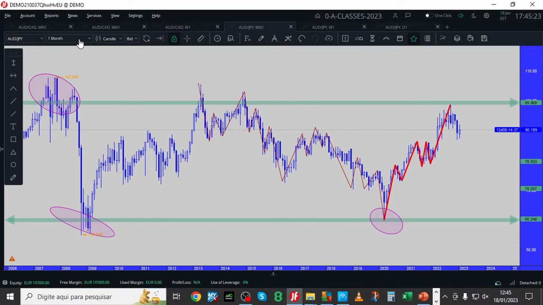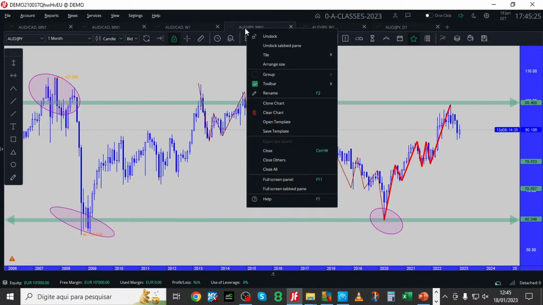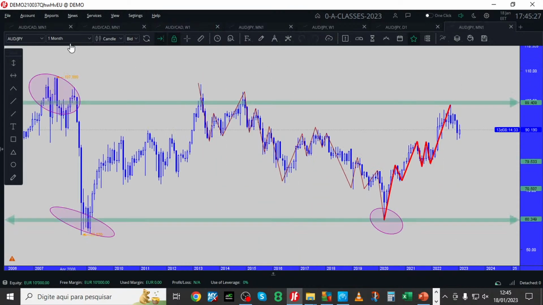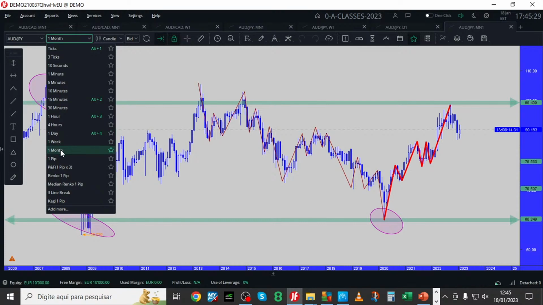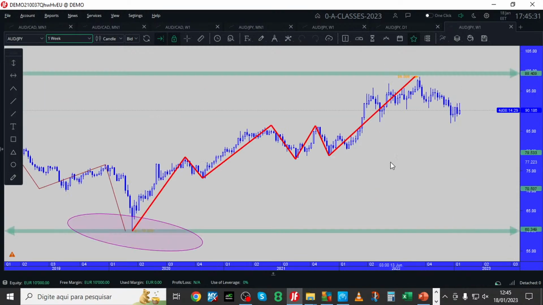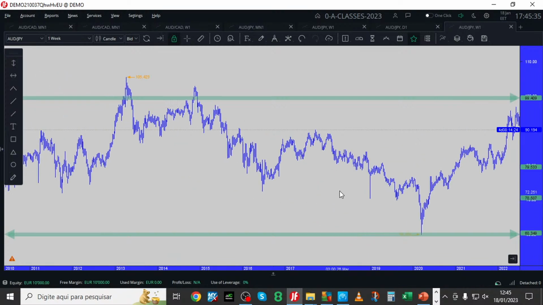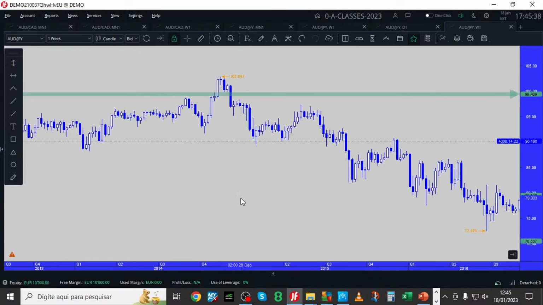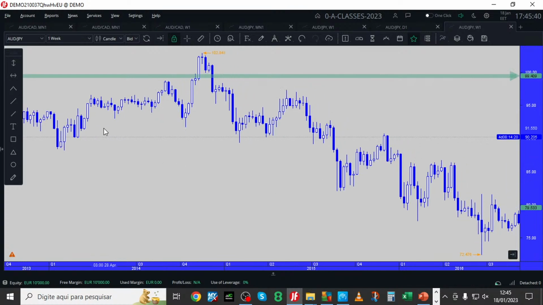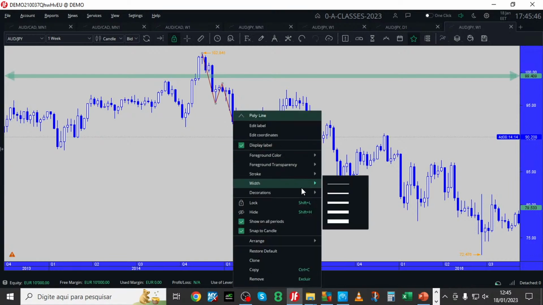Okay, so let's go AUD JPY clone. Let's go on the weekly, everybody. Just quickly, we're almost out of time. AUD JPY weekly chart. High to low, low to high, high to low. Let's make it bolder, bigger. Something like this.